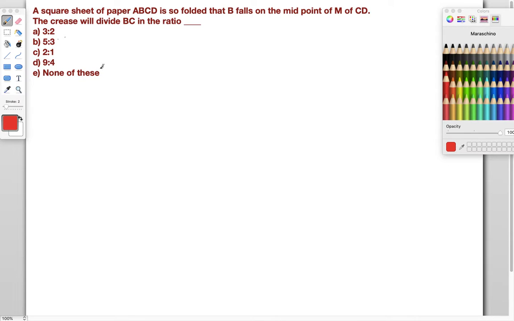A square sheet of paper ABCD is folded such that B falls on M, the midpoint of CD. So let's first of all draw a square.